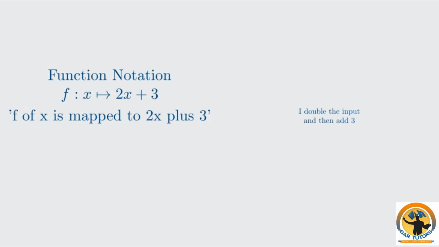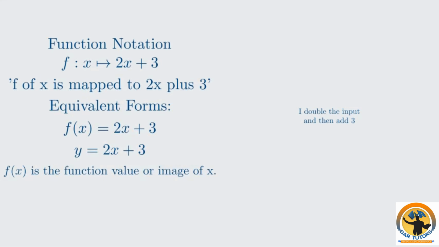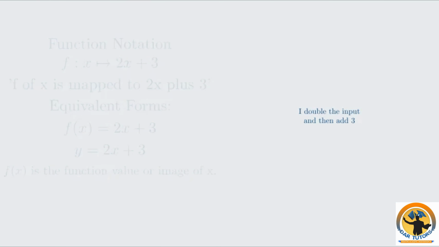There are 2 other equivalent forms that are very common. We can write f of x equals 2x plus 3 or y equals 2x plus 3. All 3 notations mean the same thing. The expression f of x is called the function value or the image of x. It represents the output of the function for a given input x. Let's see how to use this notation to evaluate functions.